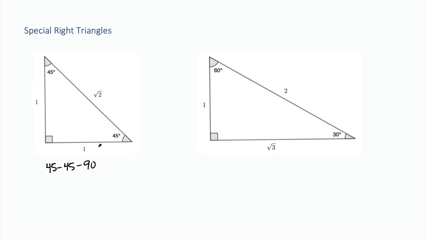Because we're going to be using these a lot in the future, even though degrees are probably a little bit more comfortable for most students, radians are actually much more common. So I'm going to also write these in radians. This is pi over 4, pi over 4, and pi over 2. Okay?